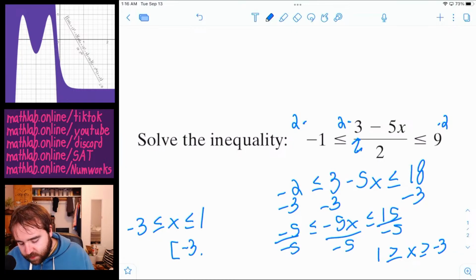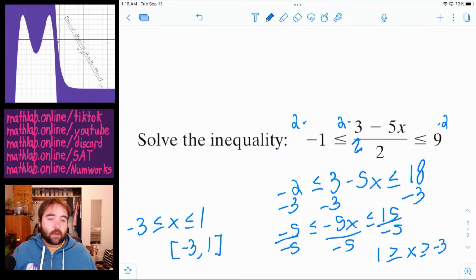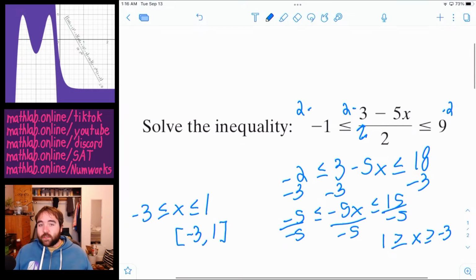Pop it into interval notation because that's normally how you want your answers. And there you go. See how it works just like an equation. You just do everything to every side. The only difference is that when you're multiplying or dividing by a negative, you've got to flip the sign around.